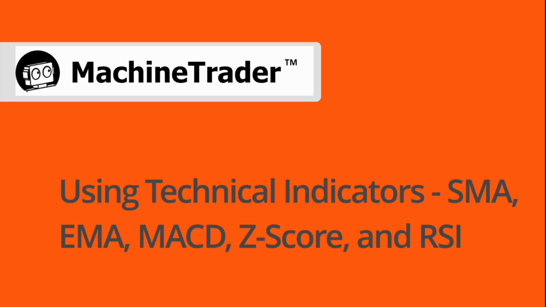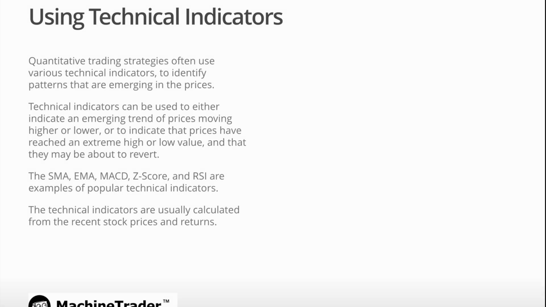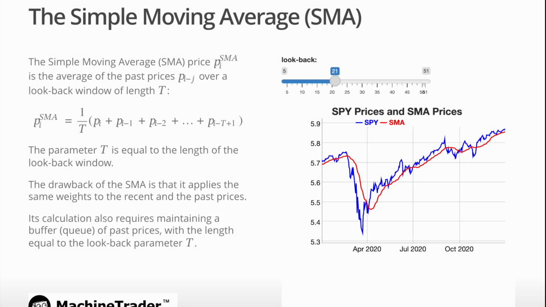In this video, we're going to look at some popular technical indicators used in quantitative trading. Technical indicators are used in quantitative trading to indicate emerging trends in prices or to indicate whether prices have reached extreme high or low levels. One of the basic popular technical indicators are simple moving average prices, and they're simply defined as the average of prices over some time period in the past.